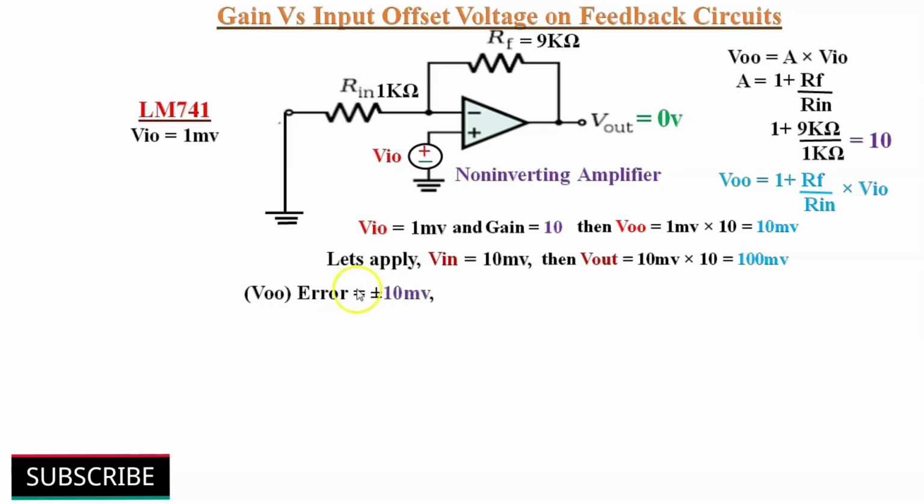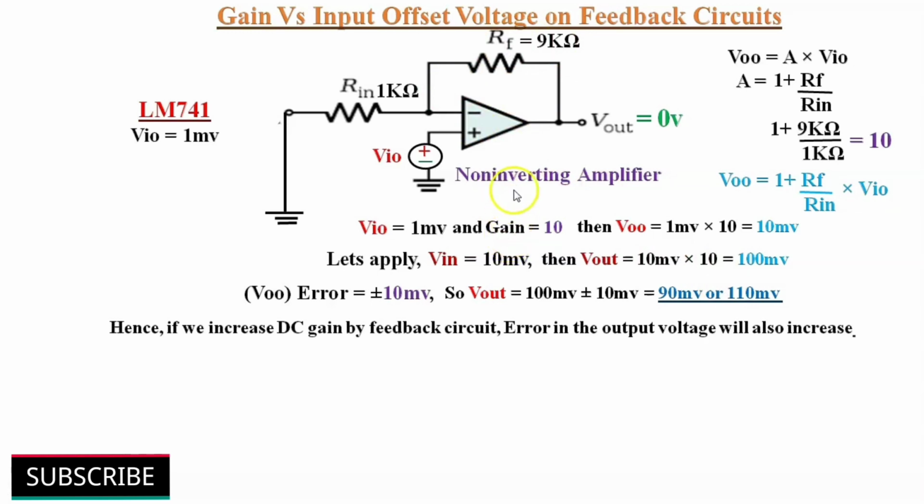We know the error of output offset voltage is equal to plus or minus 10 millivolt. This is plus or minus because it is very hard to predict the polarity of offset voltage. So Vout is equal to 100 millivolt plus or minus 10 millivolt. That is either 90 millivolt or 110 millivolt as an output. So offset voltage is a function of DC gain of the feedback circuit. Hence, if we increase the DC gain by the feedback circuit, error in the output voltage will also increase. It is very important that this error must be very low when we are dealing with very small input voltages.